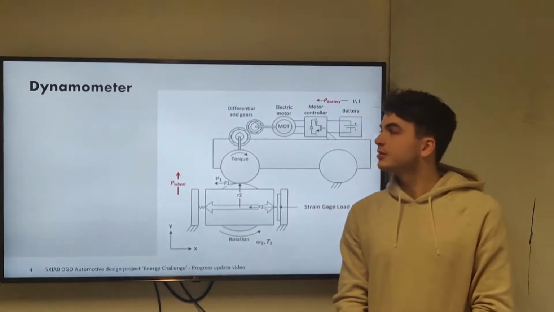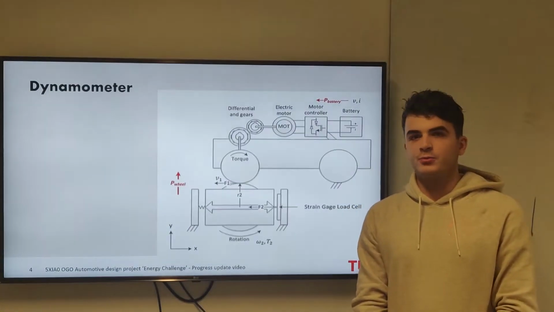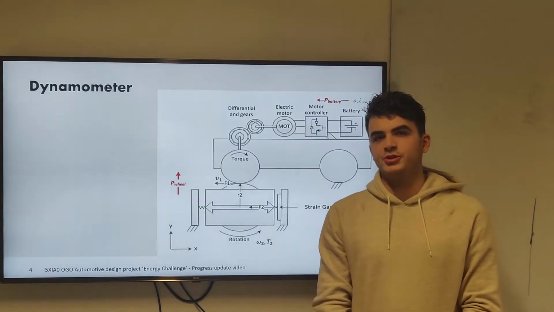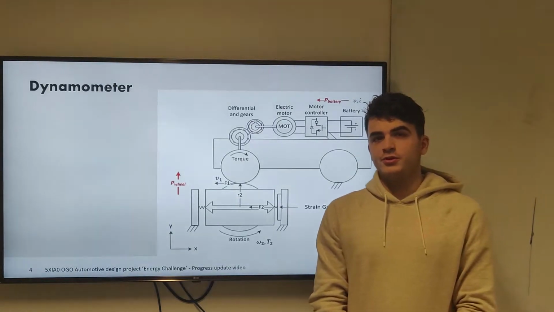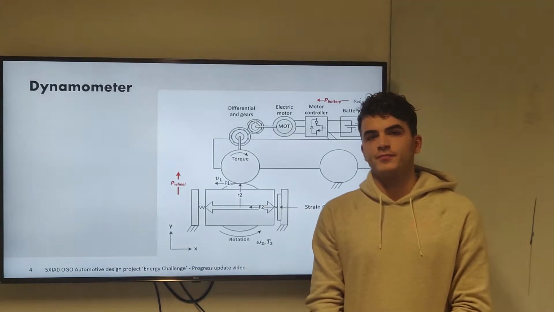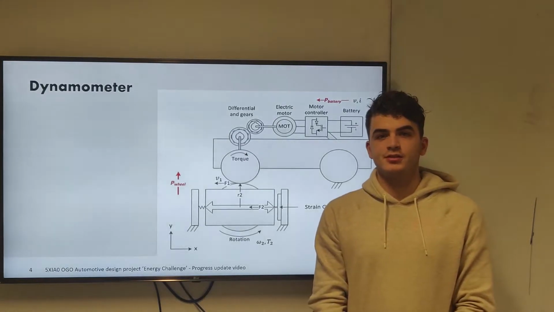First, the dynamometer test. In the dynamometer test, the back wheels of the car are placed on a roller which is driven by a servo motor. The front wheels and the base plate of the car are fixed on the dynamometer. The dynamometer consists of 3 different tests.